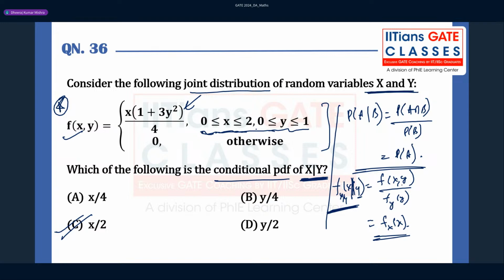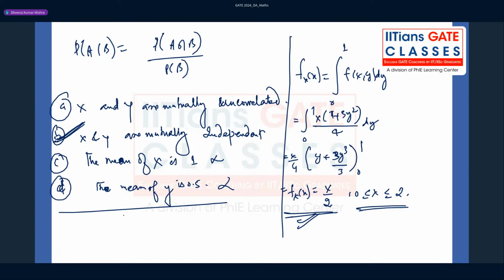Then from the denominator, the marginal density function for the y random variable gets cancelled. So you will get only this, and you can get the answer very quickly. Otherwise, if you don't know whether two random variables are independent, life becomes very tough. So from this question, a lot of learning.